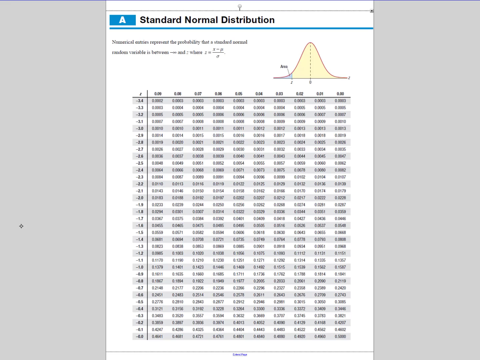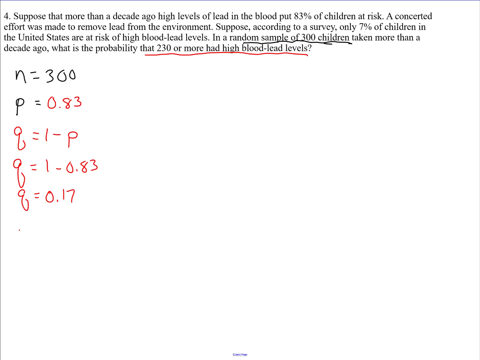So we need to find out what n times p is. So n times p, in this case, is 300 times 0.83, which is equal to 249. And this is also our mean of our binomial. So np is 249, and it's also our mean. And so to be able to use the continuity correction, np has to be bigger than 5. 249 is certainly bigger than 5, so we're good.